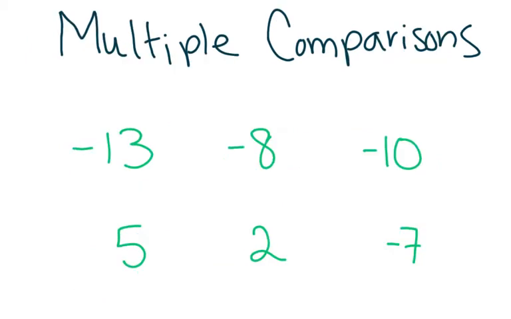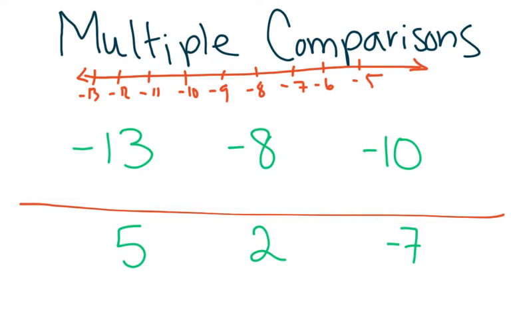Last but not least, you can do multiple comparisons at the same time. So let's say we have 3 numbers here that we're trying to compare. -13, -8, and -10. Just take it one at a time, starting with the -13 and comparing it to the -8. Here I have my number line to help me out. So I'm going to start just by looking at -13 and -8. Which one's on the left? Well, that would be -13. So -13 is less than -8.